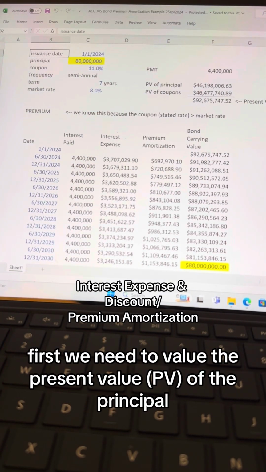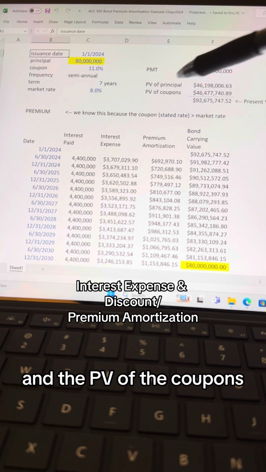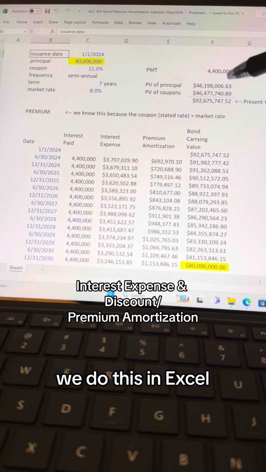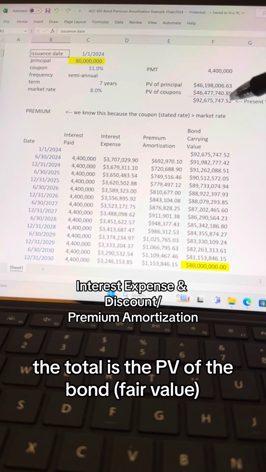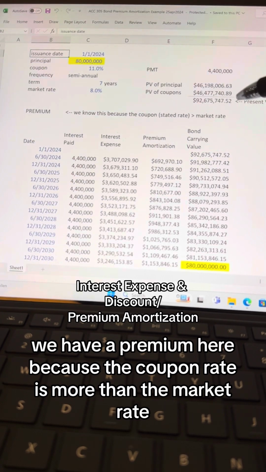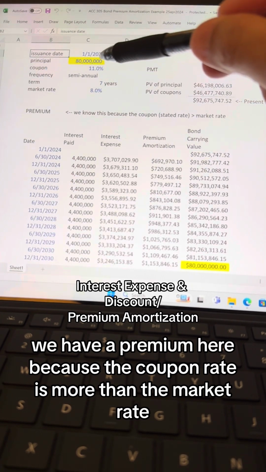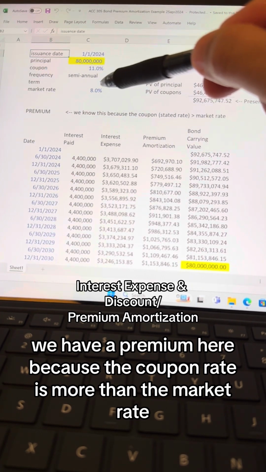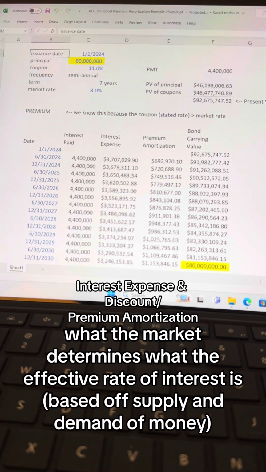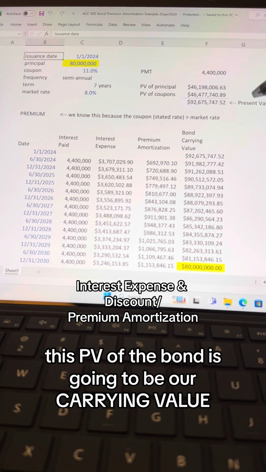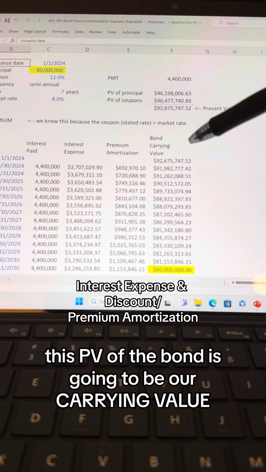What do we have to do first? We need to value the present value of the principal and the present value of the coupons. We do this in Excel. The total is the present value of the bond. We have a premium here because the coupon rate is more than the market rate. And this market rate is just what the market determines what the effective rate of interest is. This present value of the bond is going to be our carrying value.